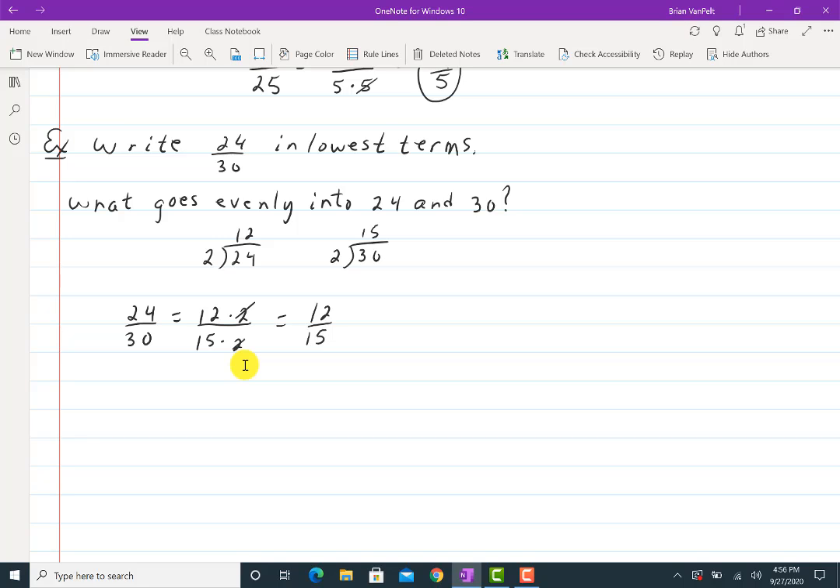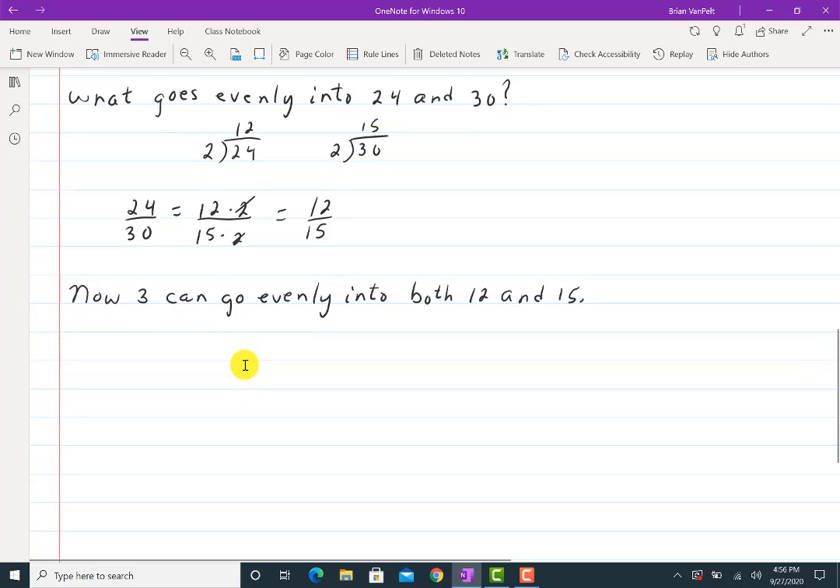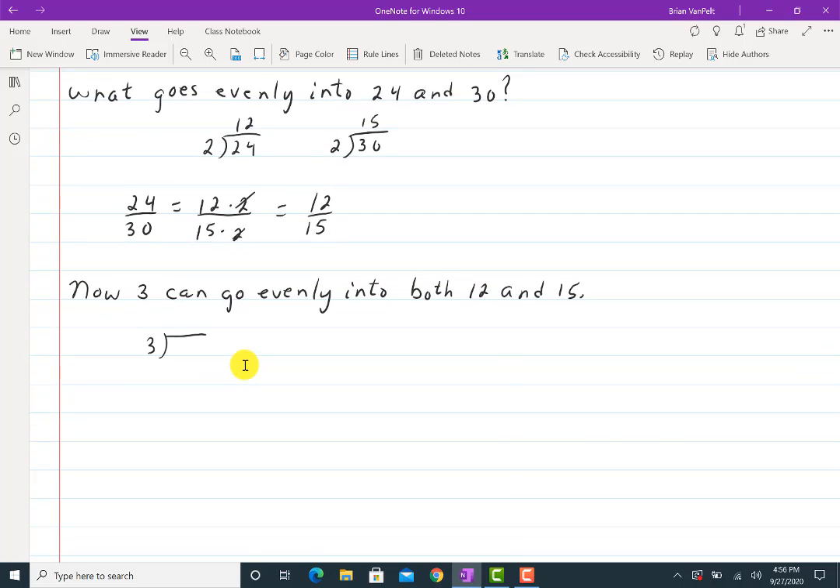Now look at what you have. Can you find a number that will go into both 12 and 15? Or are we done? Well, the answer is we're not done. Now, 3 can go evenly into both 12 and 15, because 3 goes into 12 4 times, and 3 goes into 15 5 times.